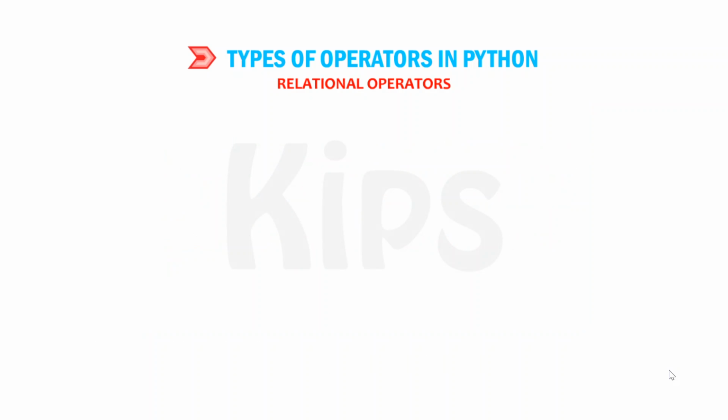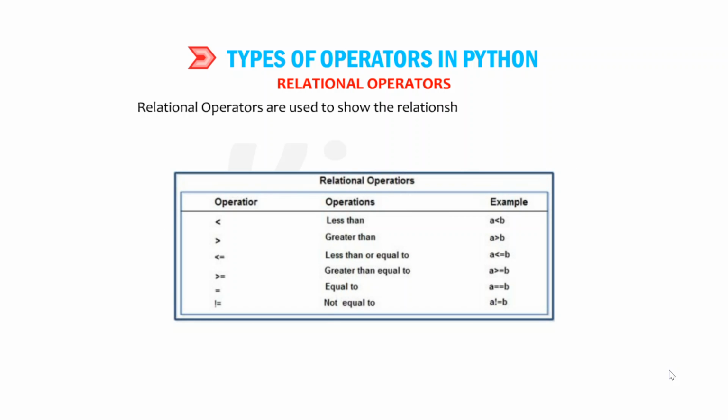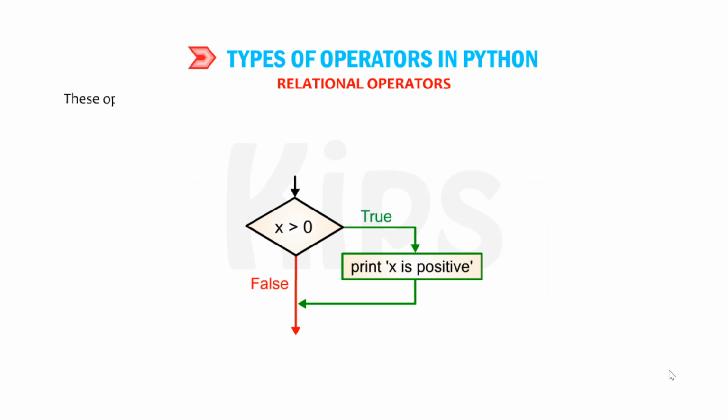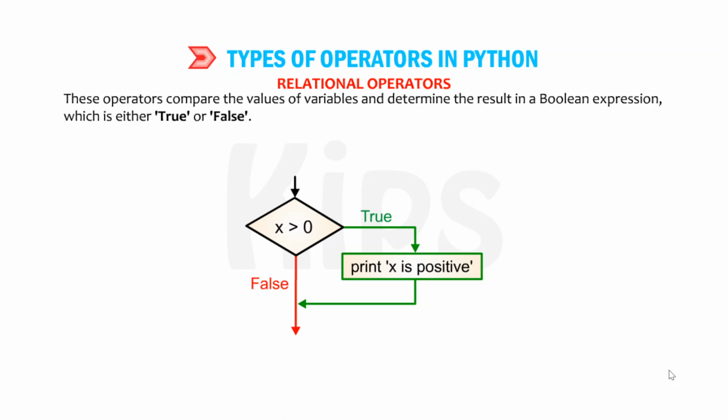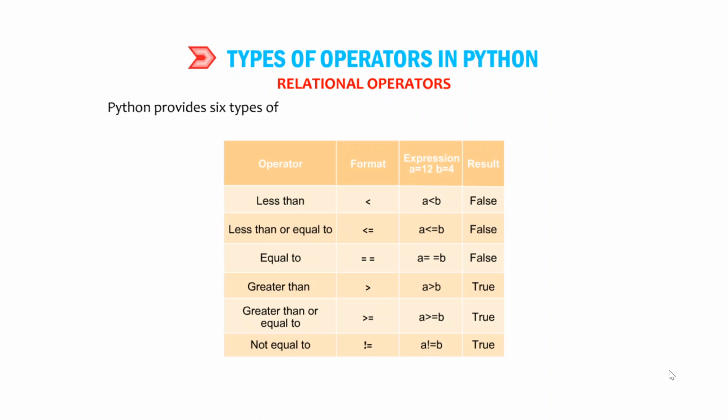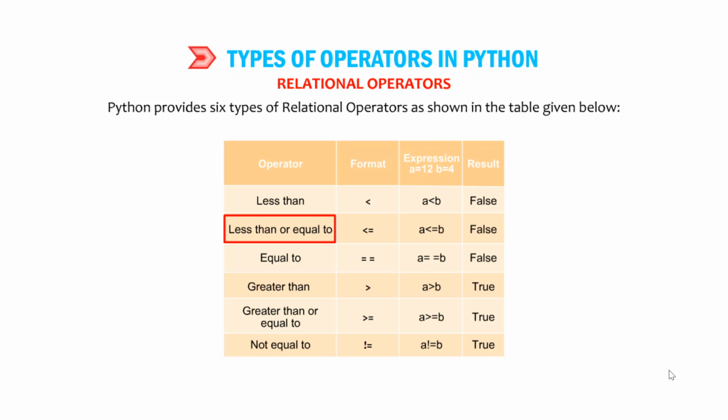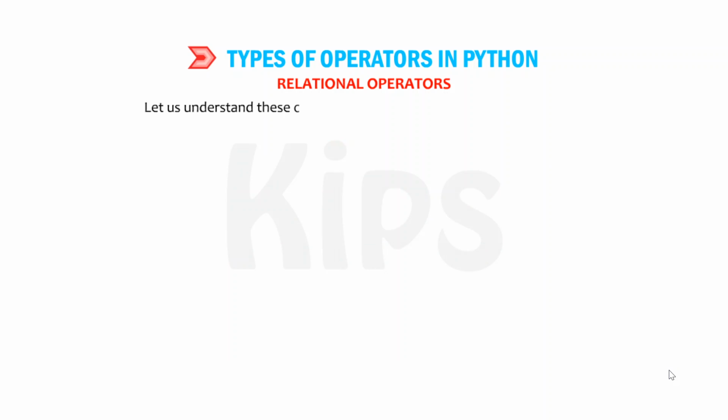Relational operators. Relational operators are used to show the relationship between operands. These operators compare the values of variables and determine the result in a Boolean expression, which is either true or false. Python provides 6 types of relational operators as shown in the table given below. Less than or equal to, greater than or equal to, not equal to. Let us understand these operators with the help of a program in Python. Program 8.